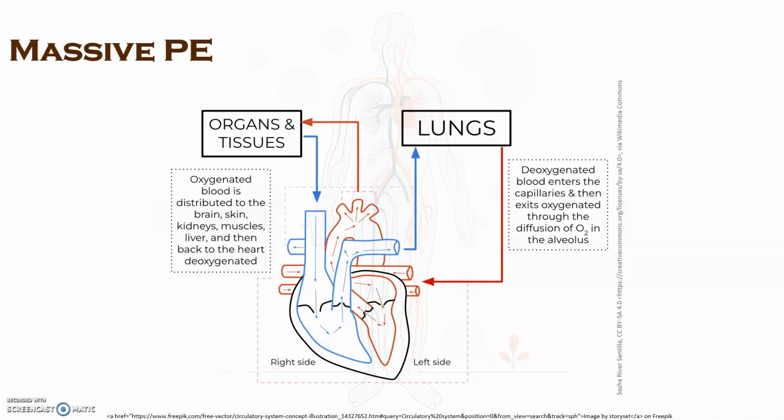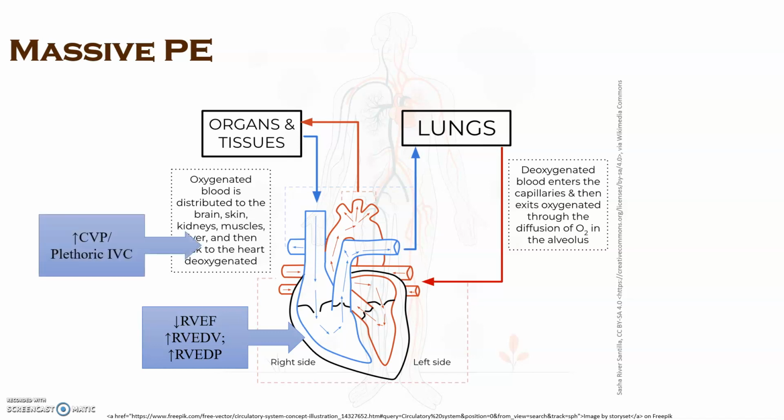What about what happens with a massive pulmonary embolus? Well, this is an example of acute cor pulmonale. The basic problem is an obstruction to right ventricular outflow, and this leads to a severe decrease in right ventricular ejection fraction, leading to an increase in right ventricular end-diastolic volume and pressure. A backup of blood into the venous circulation leads to an increase in central venous pressure and a plethoric IVC.